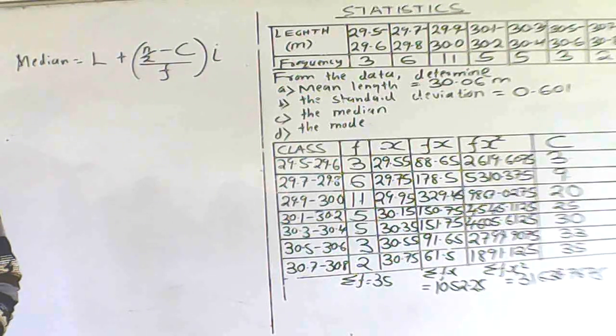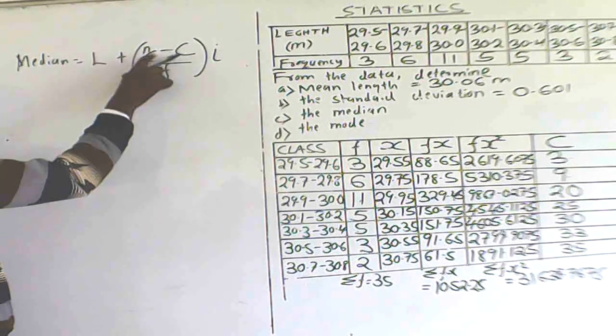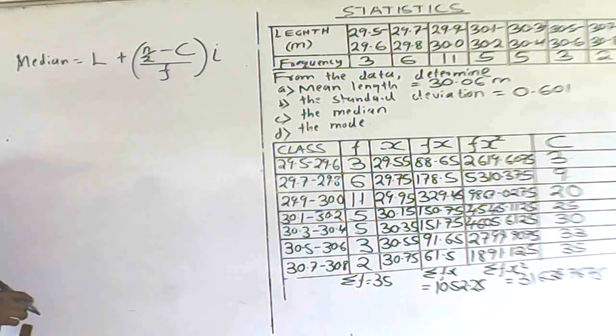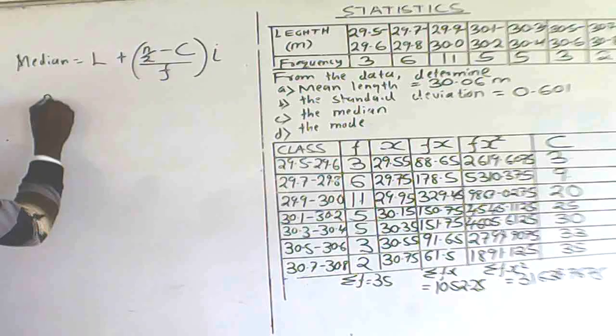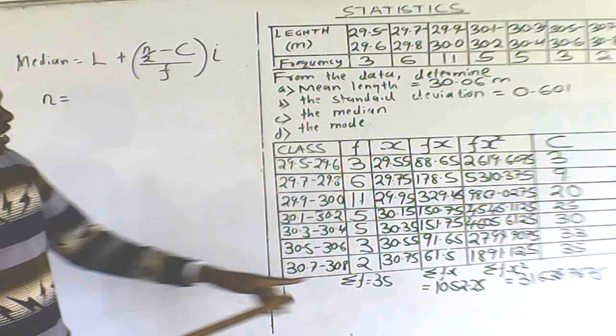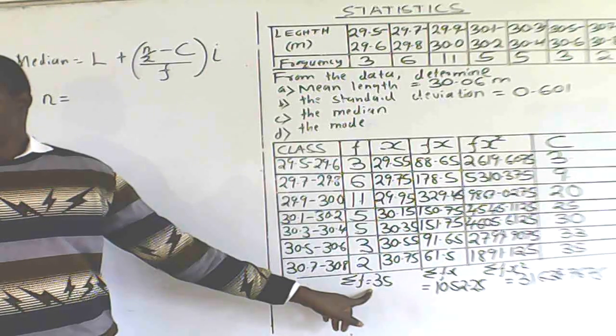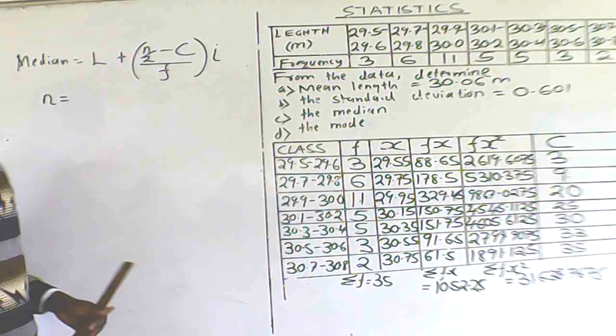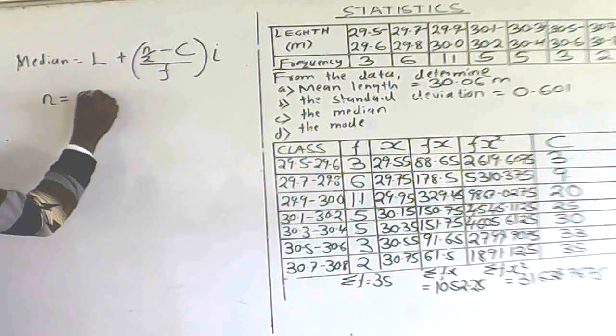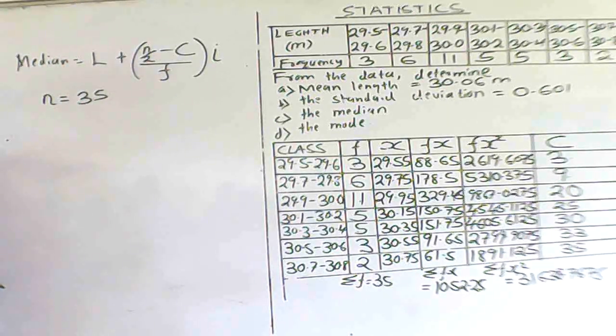We derived that and showed how it came about. Now we need to know which position the median value occupies. First of all, you need to know what n is. N is the summation of f, the total number, meaning n is 35. Are we together? N is 35.